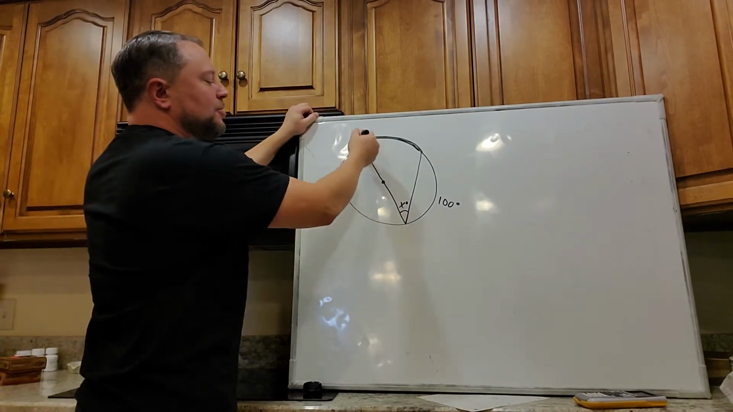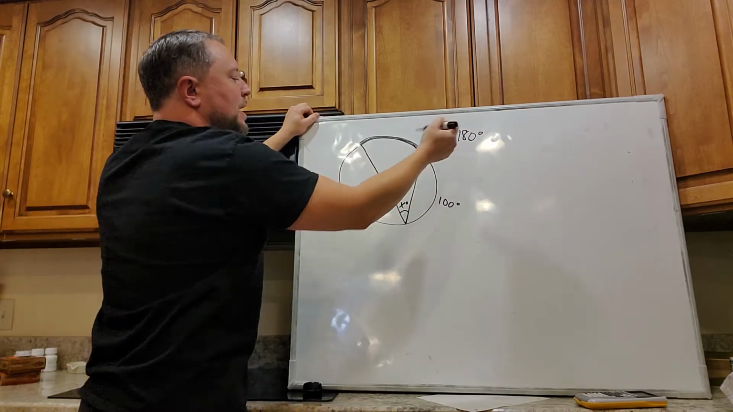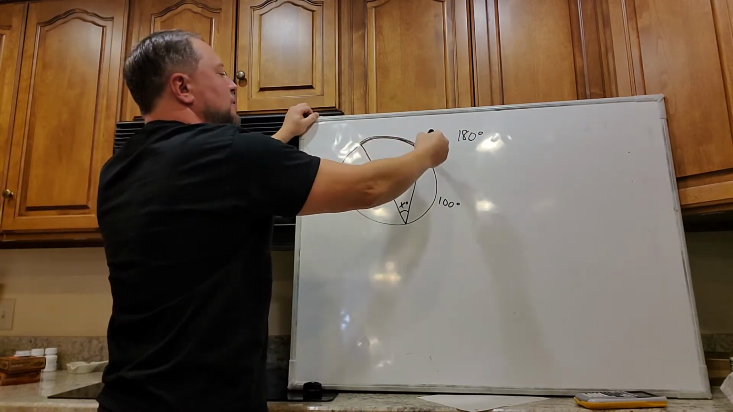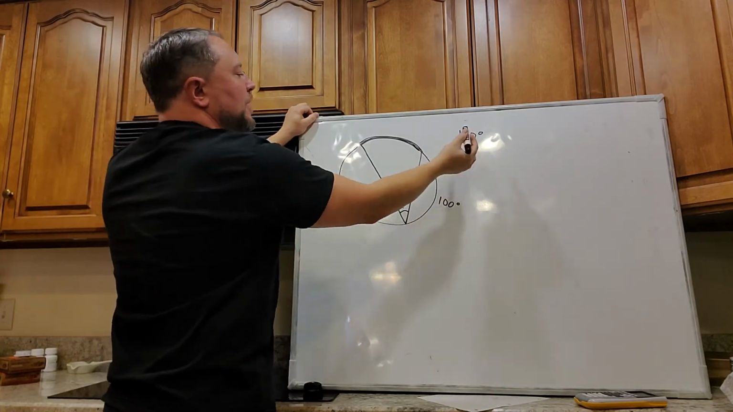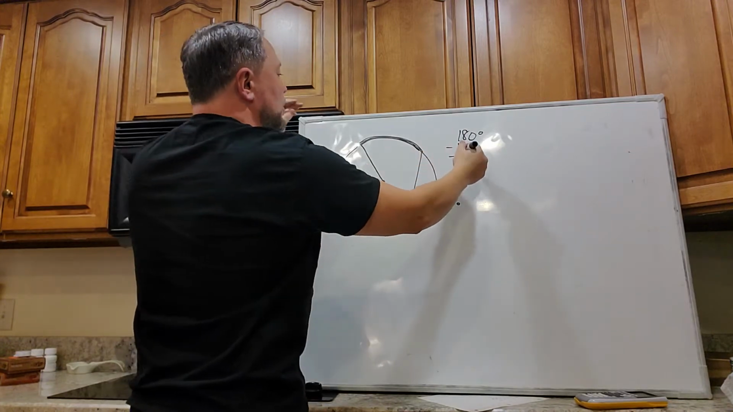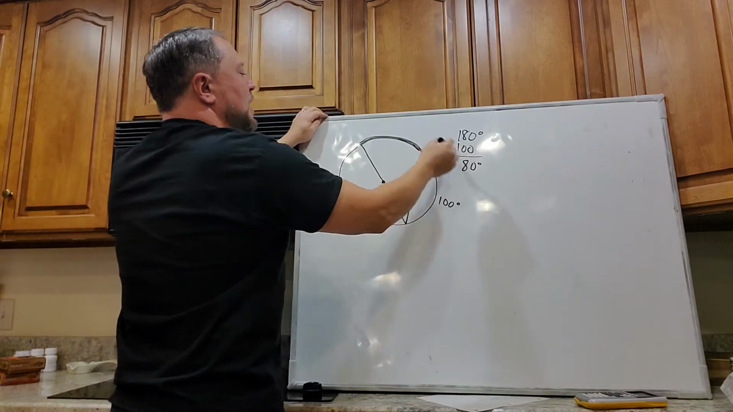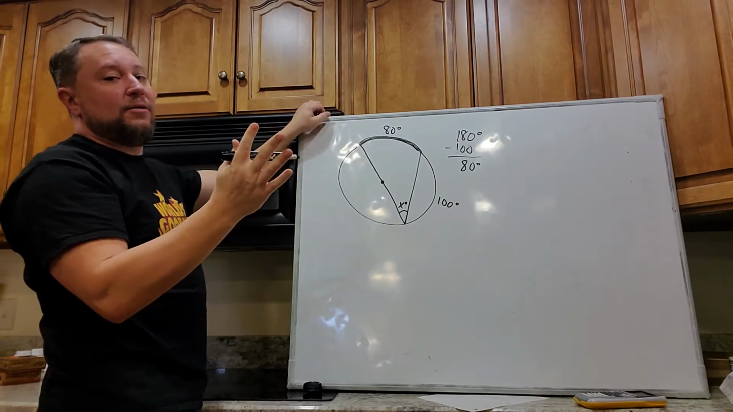Remember, a diameter is your friend. It cuts a circle in half. Half of a circle is 180. So I know that this arc I want to know plus the 100 has to equal 180. So all I have to do is take the 100 away from 180, and that leaves 80 degrees for that arc. Again, that's not my final answer, though.